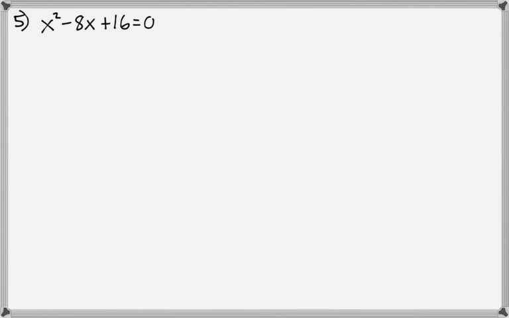For question number 5, I'm solving by the quadratic formula, and everything is already on this side with 0 on the other. So I'm just going to identify my A, my B, and my C. And then I want to plug these into the quadratic formula.